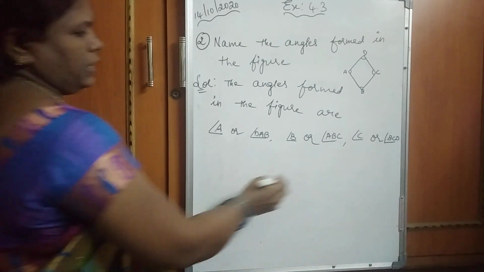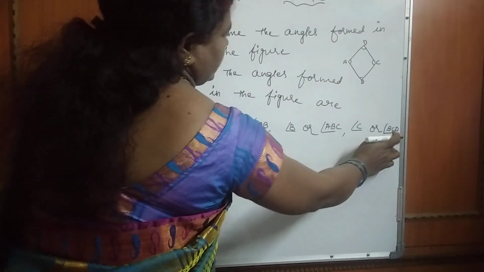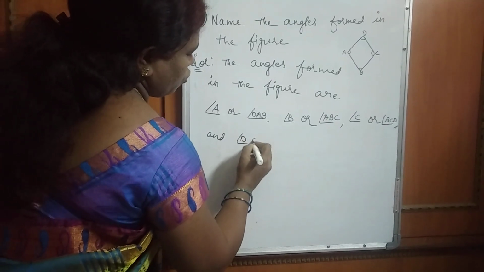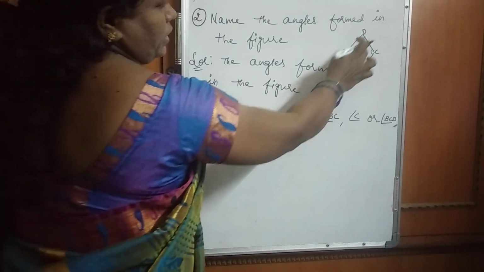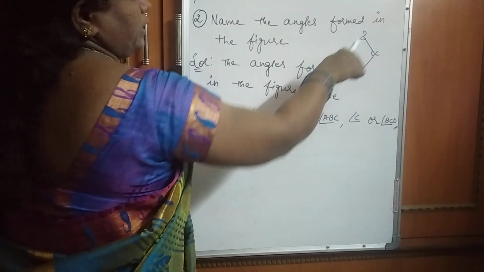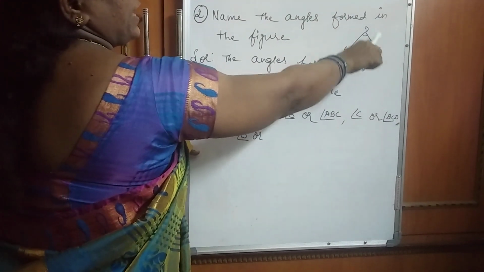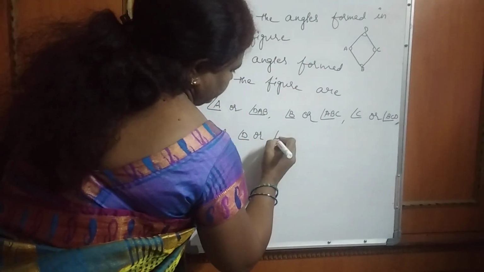This is the third angle. Now the fourth angle is angle D, or you can even mention it as angle CDA. You can call it angle D or angle CDA.